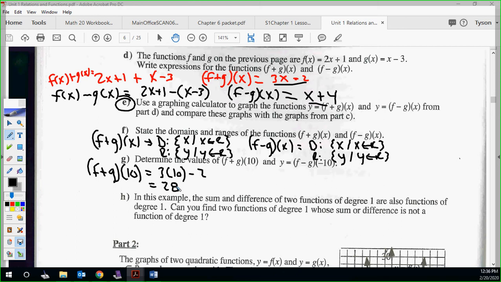Okay, f minus g of negative 10. So we take our f minus g, which is x plus 4. We put a negative 10 for x. We get negative 6.